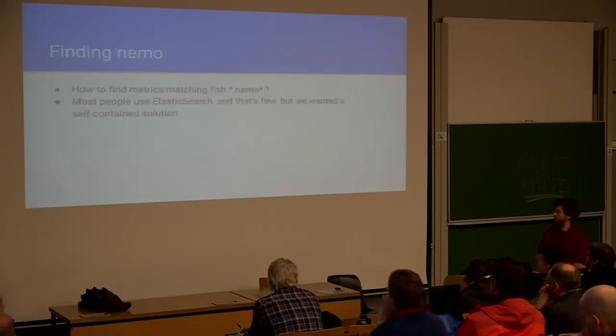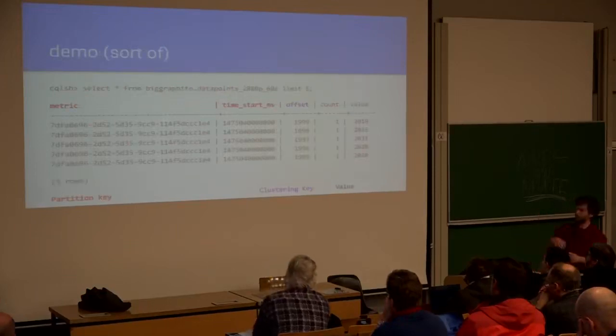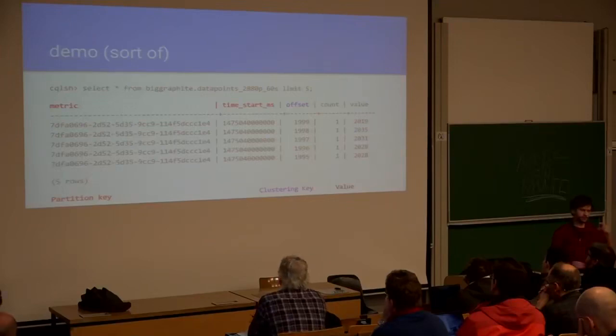So that's for points. That's fixed. We know how to write, we know how to read. Let me go back. So when you write, you just add one line at the end, and when you read, you select the metric, the block that you want, and the range of offsets that you want inside that block, and that gives you the points that you want.